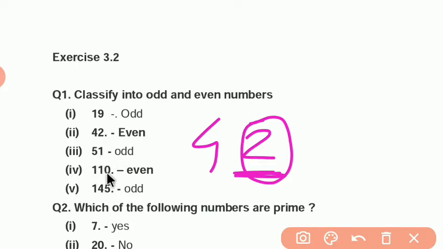51, 1 is an odd number, means 51 is odd. 110. 0 is an even number, so 110 is an even number. And 145, 5 is an odd number, so 145 is also an odd number.